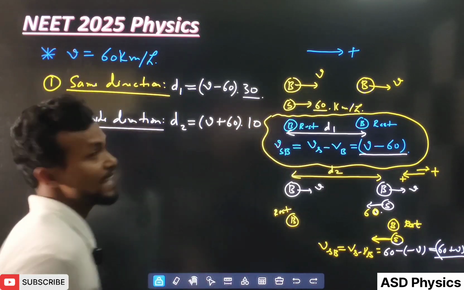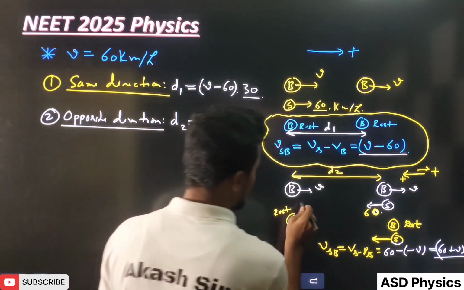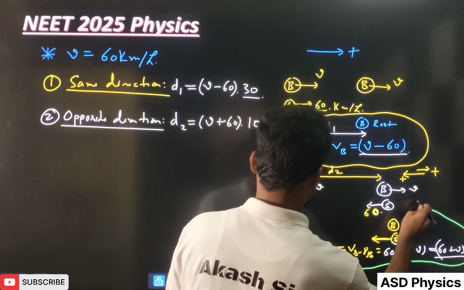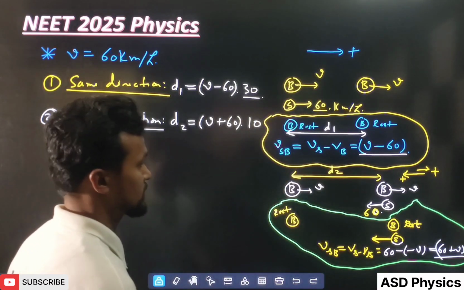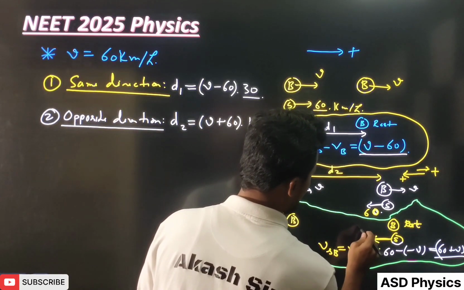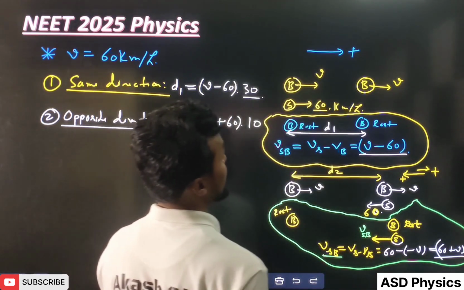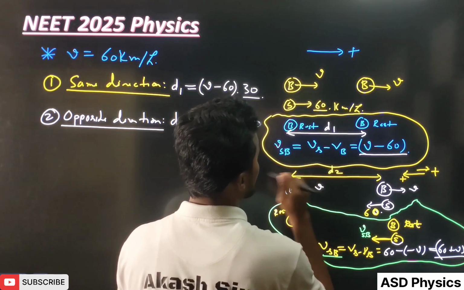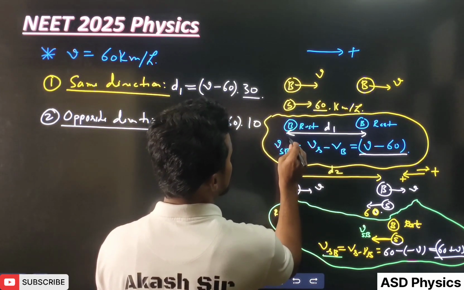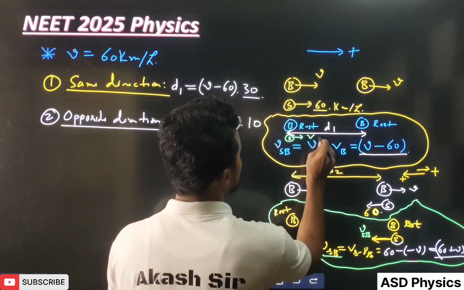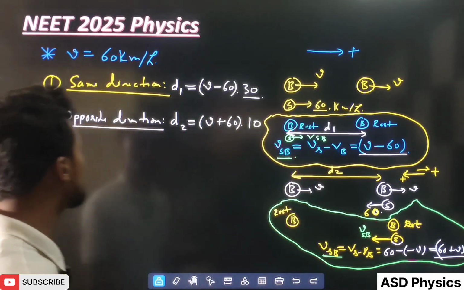So this distance d2 is given by V plus 60 times the time, which is 10 minutes. Let me draw this diagram separately here. This is also the velocity of scooty with respect to bus that we have calculated. Here the scooty is going in this direction, and this is the velocity of scooty with respect to bus in this direction, which we have calculated.